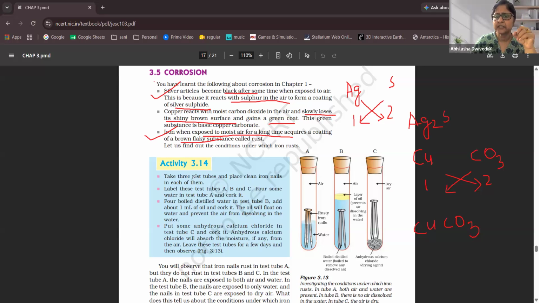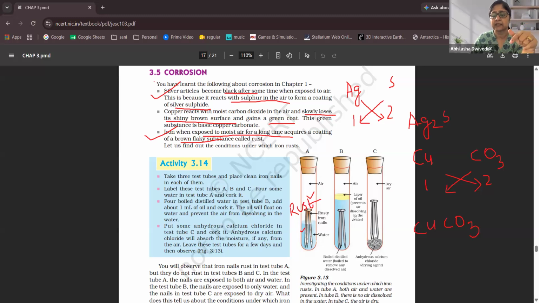Activities in CBSE books are very important, because questions will be based on them, sometimes directly the whole activity. So in test tube A, what we are doing is we have taken water, requirement number one. We have air. So we are allowing the iron nails to interact with both air and water. What will be the result? Yes, it will rust. That's absolutely correct.